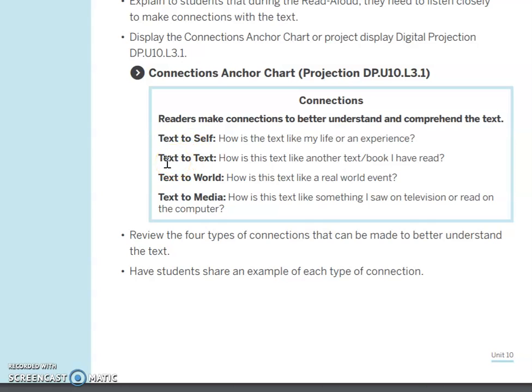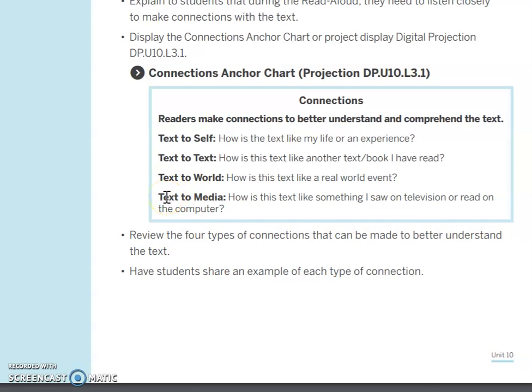You can connect the text to a text. So how is the text that you're going to read like a book that you've read, or maybe a story that you've heard? Text to world. So how is the text like the real world, like a real world event? So maybe something that happened to you that you remember, or something that you know of that's happened.